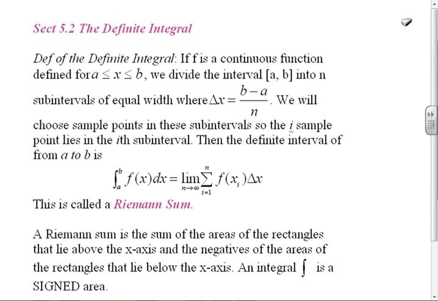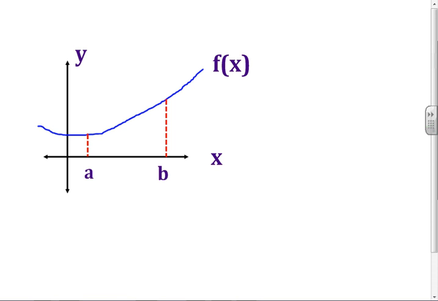The integral, by definition, is a Riemann sum. If you have a continuous function and you divide the interval from a to b into n subintervals of equal width, delta x is going to be (b minus a) over n. I have a picture on my next page.